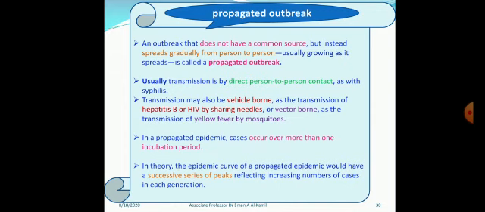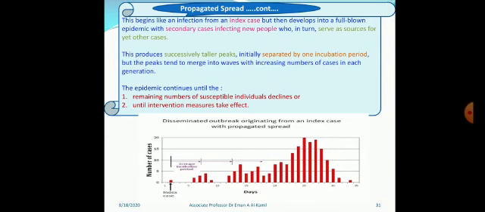So if we draw an epidemic curve, we can see that the separation between the bars, which represent the number of cases, is a period as long as the incubation period of the disease. So, in a propagated epidemic, cases occur over more than one incubation period. In theory, the epidemic curve of a propagated epidemic would have a successive series of peaks reflecting an increasing number of cases in each generation.